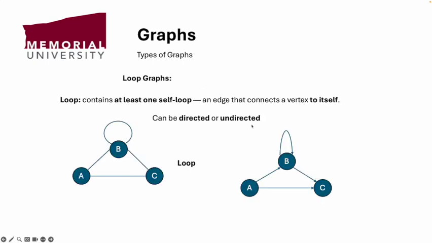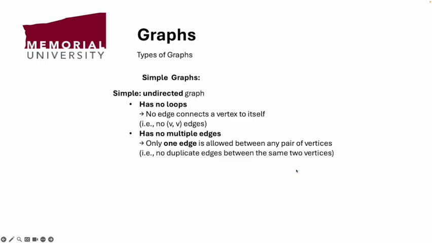If this is undirected, and if it's directed, we can define the direction, from B to B, whatever. Okay. All right, simple graph.